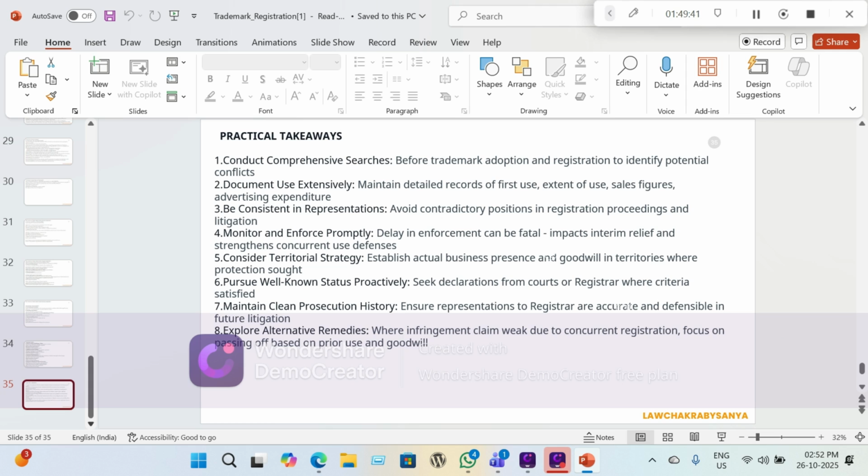litigation, explore alternative remedies where the infringement claim is weak due to concurrent registration, focus on passing off based on prior use and goodwill, things like that. These are just indicative, illustrative, they're not comprehensive. So you have to apply, of course, your own minds. You have to create your own strategy. With this, we've come to the end of the session.